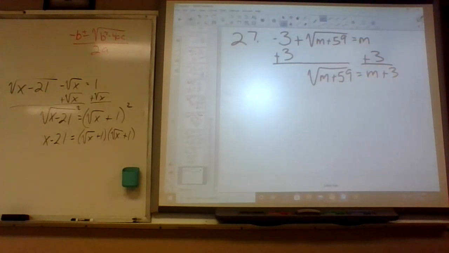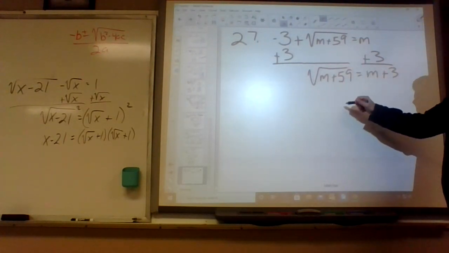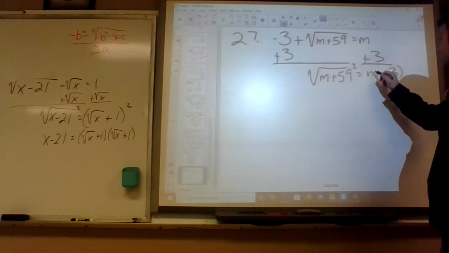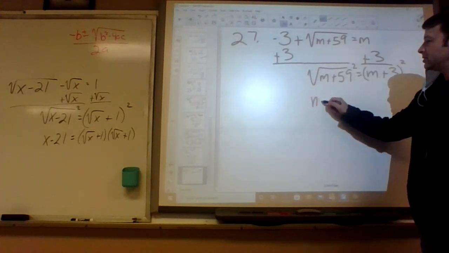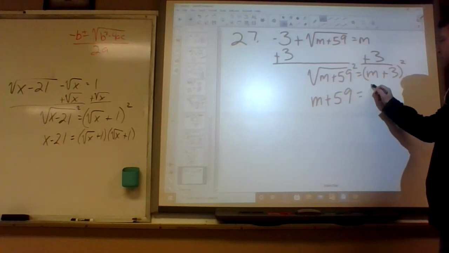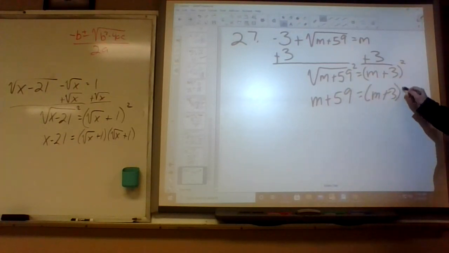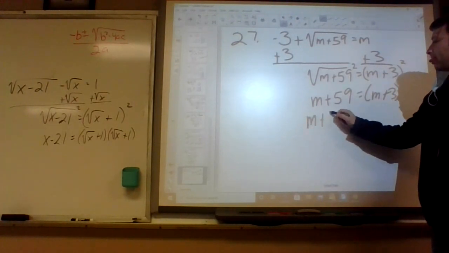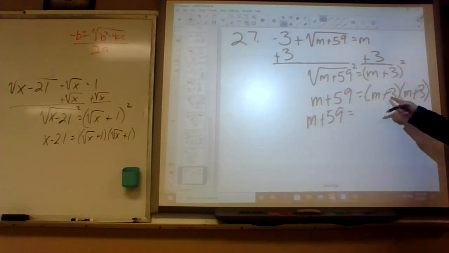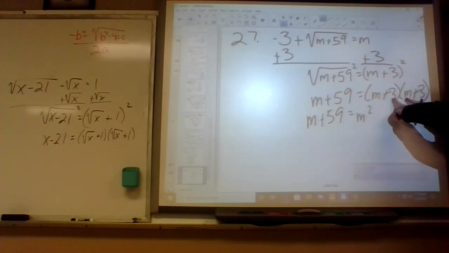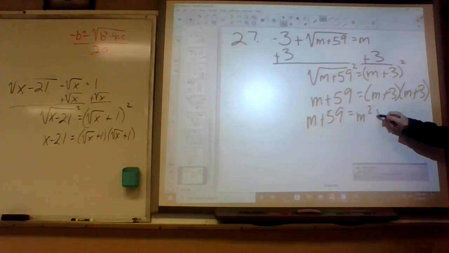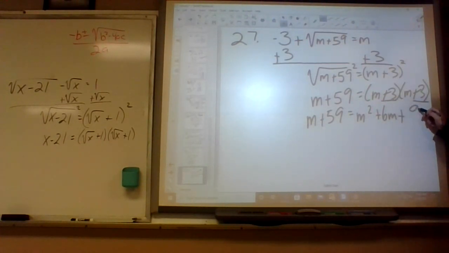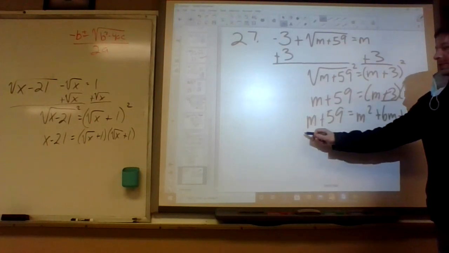Alright, now what do I do? Square it. So m times m, outside plus 3m, inside plus 3m, 6m, and then the last is 3 times 3. And bring everything to the right.